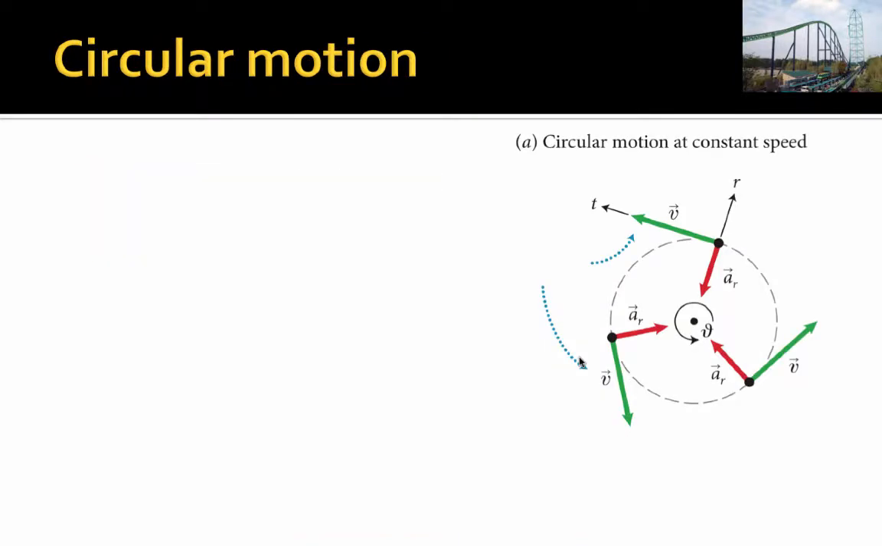So when we look at circular motion, in particular, we're starting with circular motion at constant speed. And this kind of picture is the picture that we want to get really familiar with. I'm going to talk about the variables that we've discussed in class and that we'll continue to see.